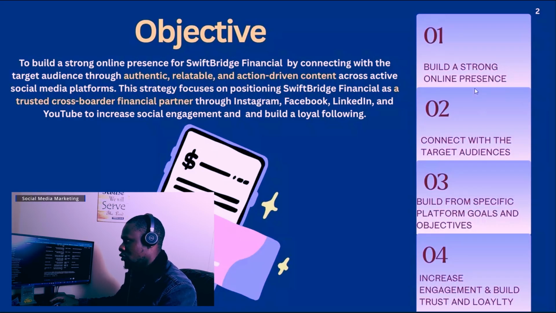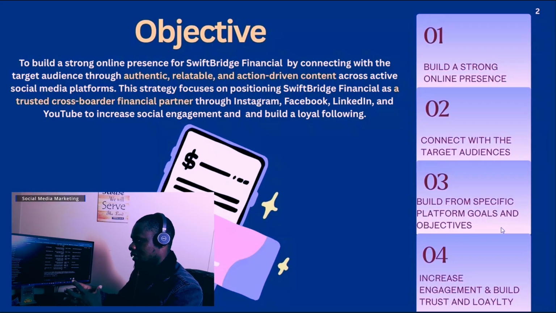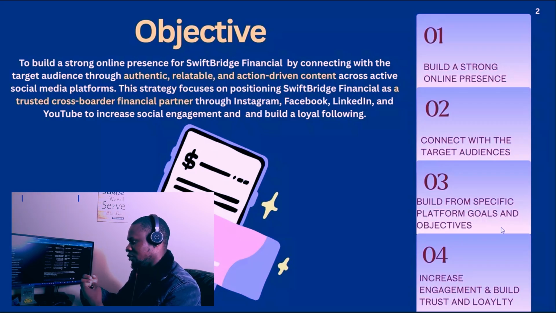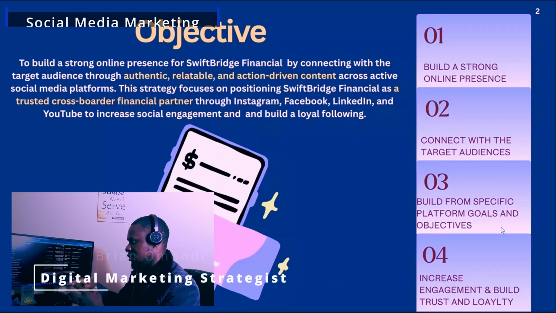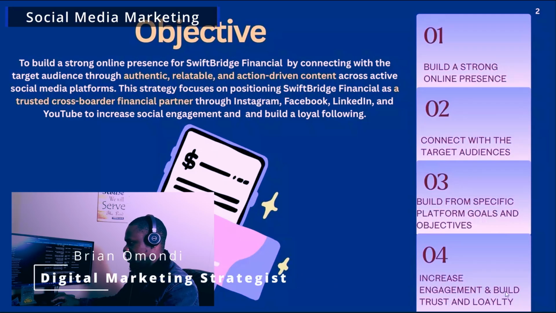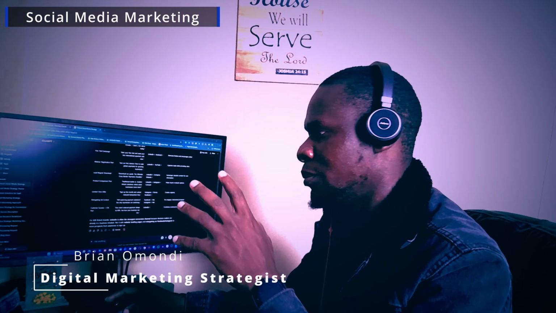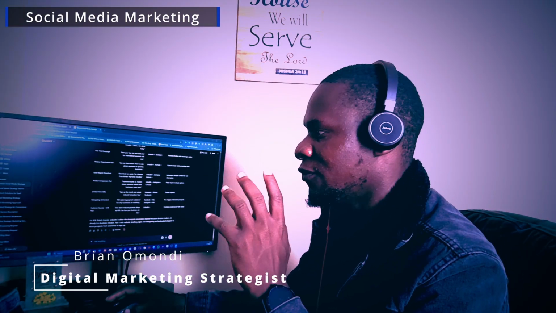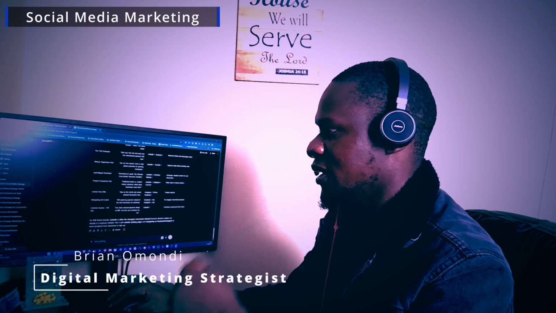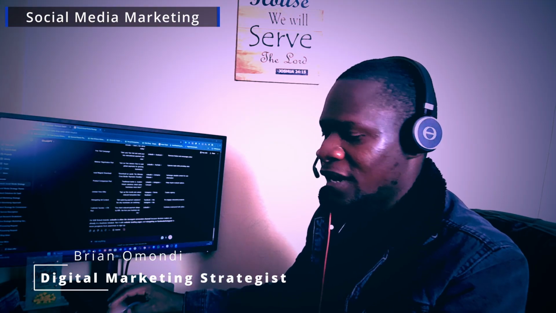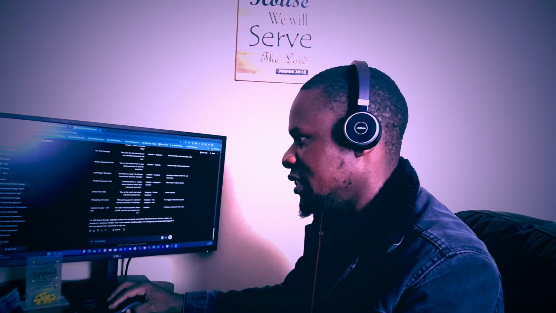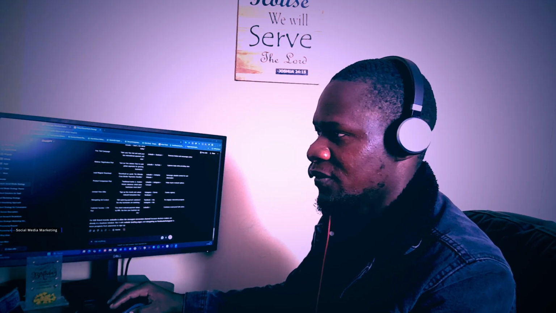One is to build a strong online presence, then we connect with the target audience, then we build from specific platform goals and objectives, and finally we ensure that the entire process aims at increasing engagement and building trust and loyalty. This is basically what this strategy is going to achieve, and we will be referring to this objective from time to time to ensure that everything aligns with the client's needs according to what they described through the objectives.